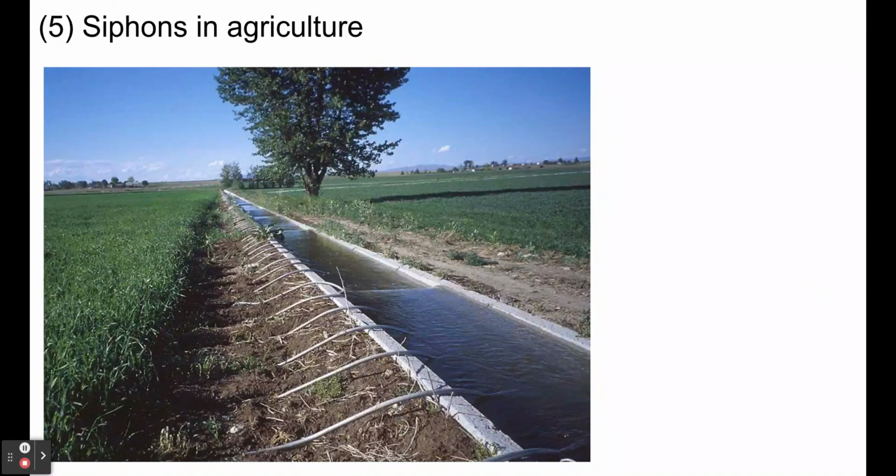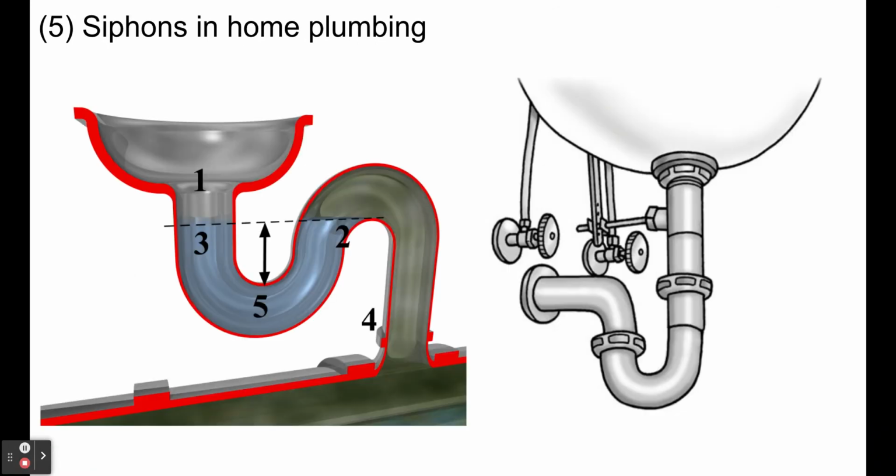So we use siphons in agriculture. You can see this small aqueduct here, and then all of these tubes bringing water to the crops. And we use siphons in home plumbing as well. So you have a sink trap here. And when water from the sink basin fills up a little higher than this, it's going to cause the water to now flow over here, and that's going to drain the entire basin. And so that would be another example of siphons there. So many practical applications for siphons.